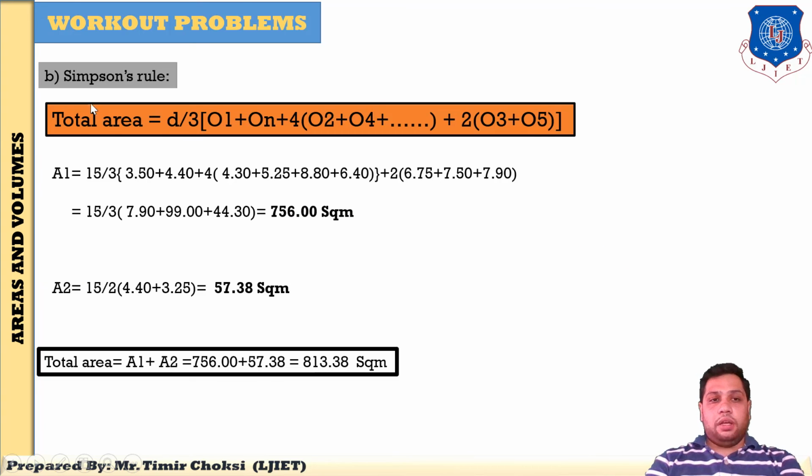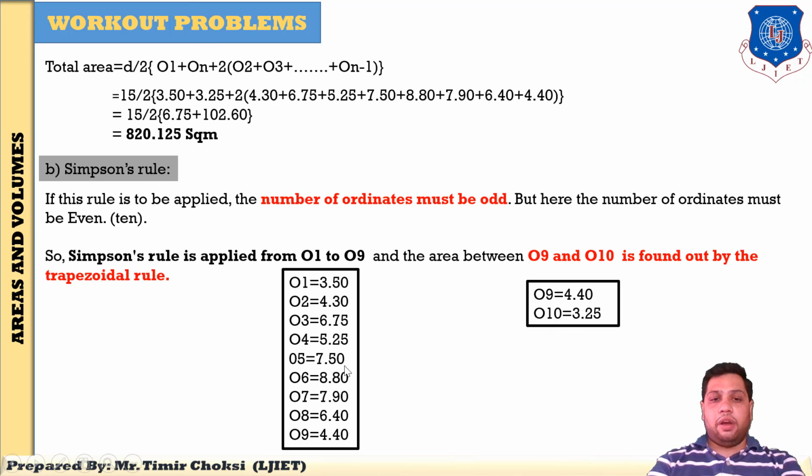So here first, you find area 1 from the Simpson rule. First ordinate plus last ordinate. D by 3, first ordinate plus last ordinate, plus 4 in bracket sum of even ordinates, plus 2 in bracket sum of odd ordinates. So remember that here, when you take the last ordinate, you take O9, not O10, because the Simpson rule is used only for odd ordinates.